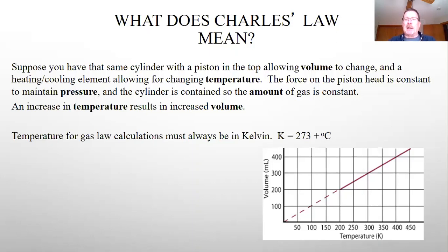And again, in all these, the amount is always constant. In this case, for Charles's law, we're holding the pressure constant. And what we should see is an increase in temperature increases volume, a decrease in temperature decreases volume. Now, we're not going heavy into the math today, but I have to keep reminding you, this is the number one error we see on quizzes. Temperature always has to be in Kelvin because you can't have a negative volume. You can't have a negative pressure. So you have to use the temperature scale that never goes below 0. So you always have to use Kelvin, which again is just adding 273 to the Celsius temperature.